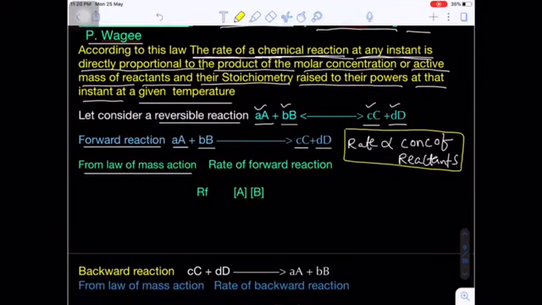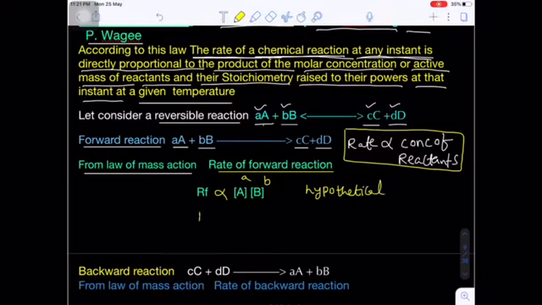Okay. Now here the rate of forward reaction, that is Rf, is directly proportional to the product of the concentration of the reactants. We have two reactants A and B and their product is A into B. Now what is the stoichiometry of A? Small a. And what is the stoichiometry of B? Small b. So those stoichiometric coefficients must be raised as their powers. Are you getting my point? Now here this is hypothetical.